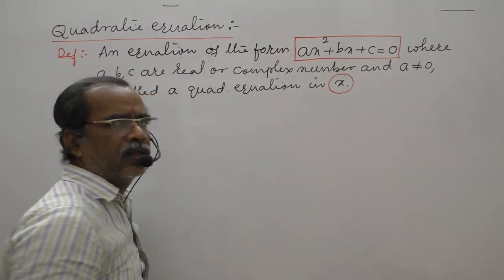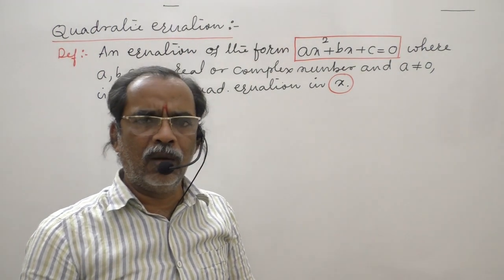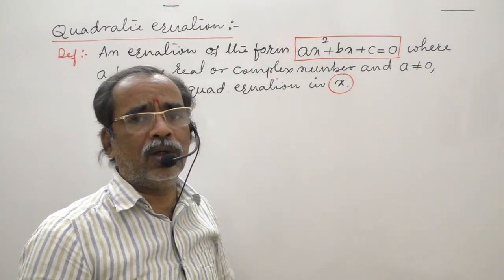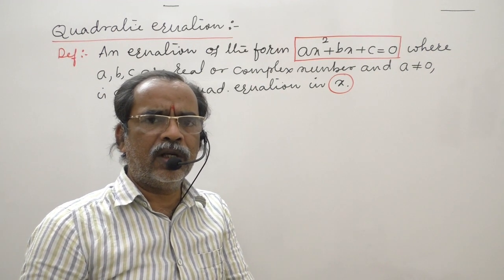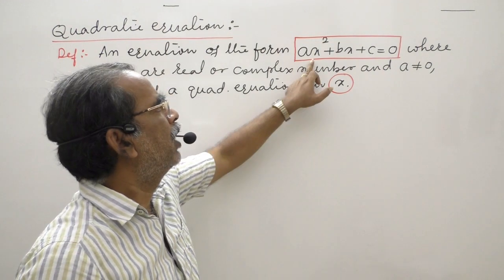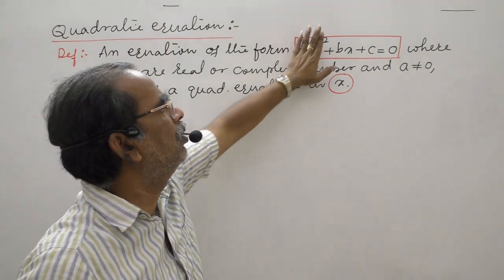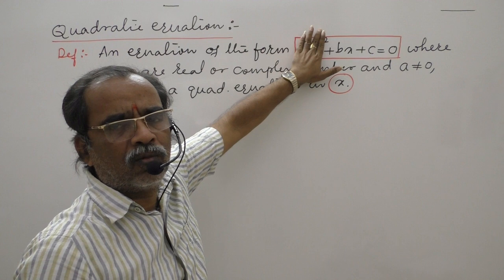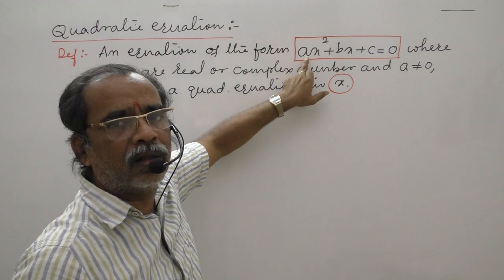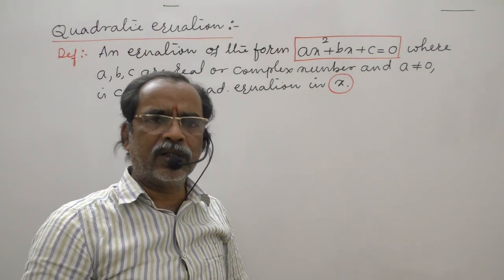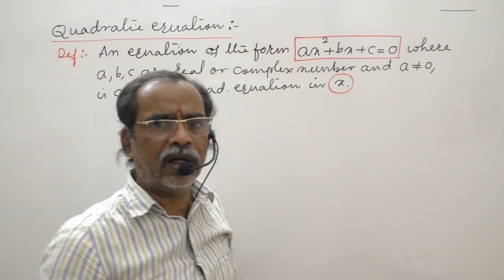In this equation, x is the variable. a, b, c are coefficients. They can be real or complex numbers, but a should not be 0. That means a, b, c are real or complex numbers in which a is different from 0. Why is a different from 0? Already seen in the quadratic expression. If a is 0, it will not be a quadratic. But we are defining a quadratic equation. Therefore, a must be there. Then only x square will be present in the equation. It will be an equation of degree 2, that is quadratic.